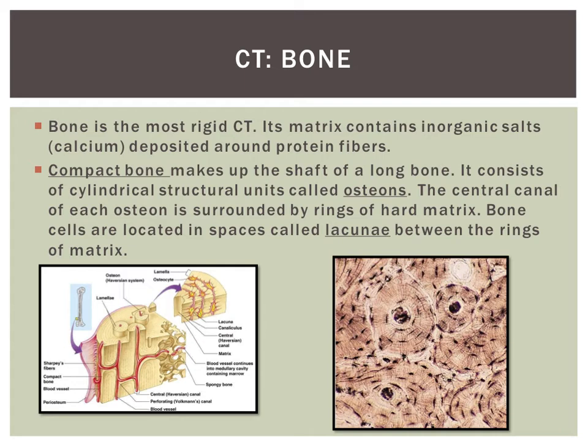First one is compact bone. This makes up the shaft of a long bone, like the long part of the long bone. It consists of cylindrical structural units called osteons. So this would be like an osteon. The central canal of each osteon is surrounded by rings of hard matrix. Bone cells are located in spaces called lacunae between the rings of matrix.